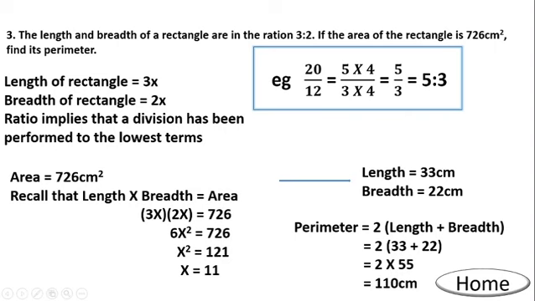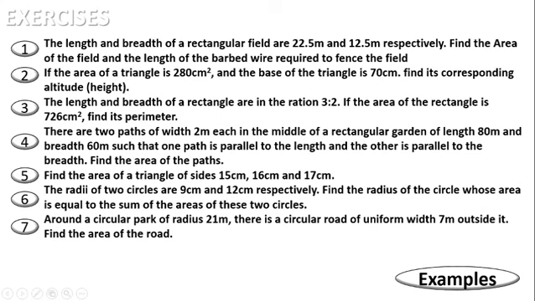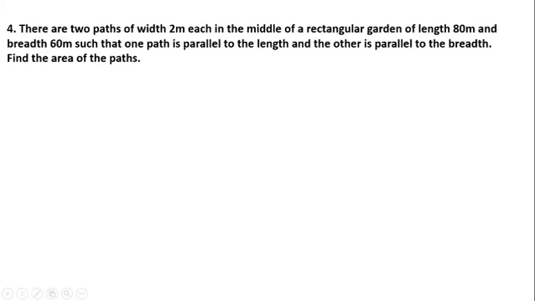Okay, so let's go back to our home page, and like I told you, we will also answer question 4 in this video. So question 4, here we go. It says there are 2 paths of width 2 meters each in the middle of a rectangular garden of length 80 meters and breadth 60 meters, such that one path is parallel to the length and the other is parallel to the breadth. Then it says find the area of the paths.